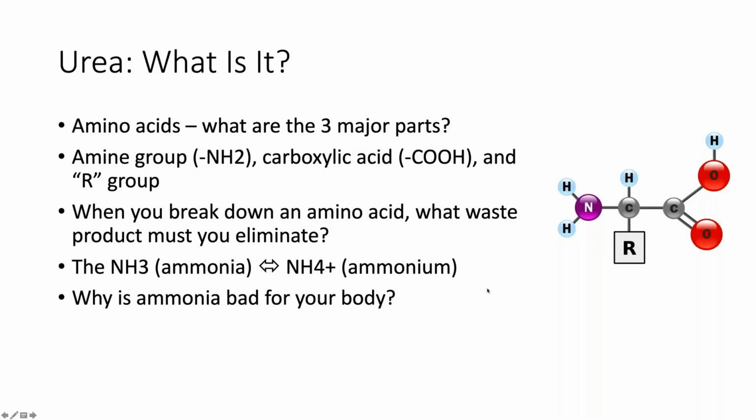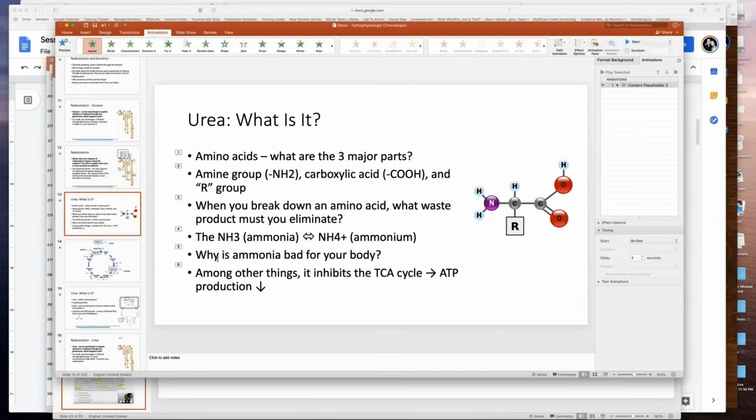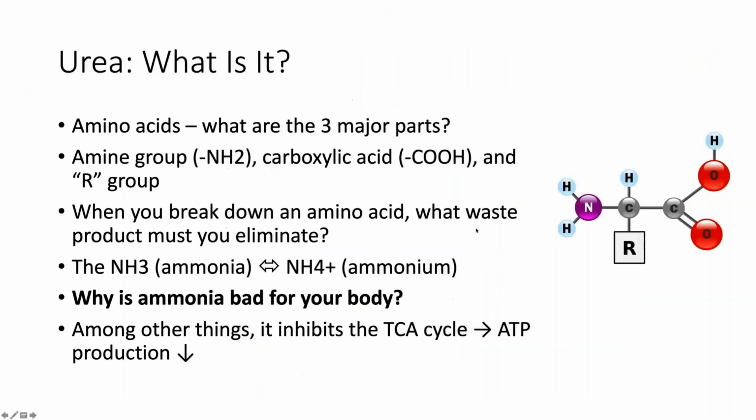But the question is why? Most people don't know this. Among other things, it inhibits the TCA cycle and decreases ATP production. To be honest, this should probably be one of those questions that you know, because this does show up on exams, particularly Step 1. So it inhibits ATP production, and let's talk about why that is.